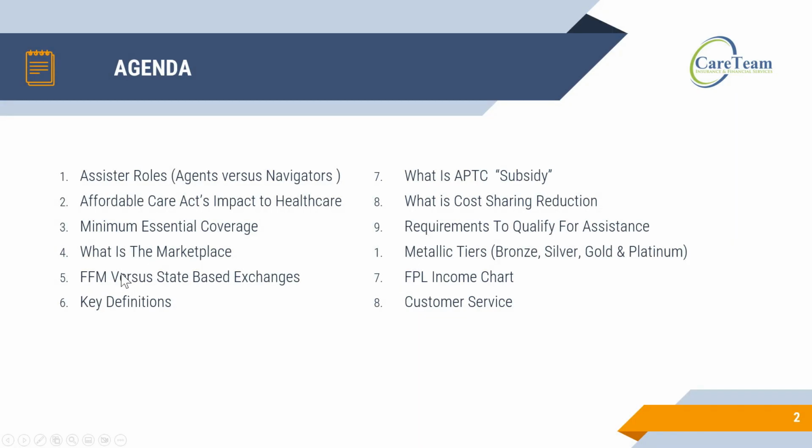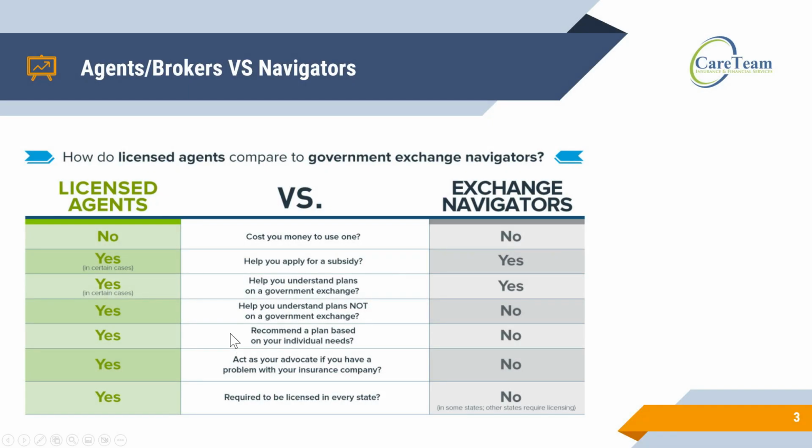The agenda of this training is: agent roles, agent versus the navigator, the Affordable Care Act's impact to healthcare, minimum essential coverage, what is the marketplace, FFM versus state-based exchanges, key definitions, what is the APTC or subsidy, what is cost sharing reduction, requirements to qualify for assistance, the different metallic tiers, the FPL income chart, as well as customer service.